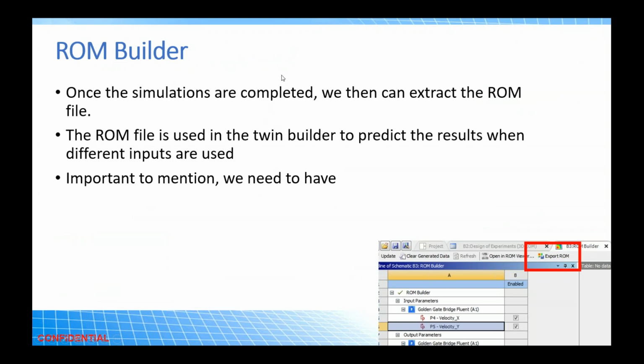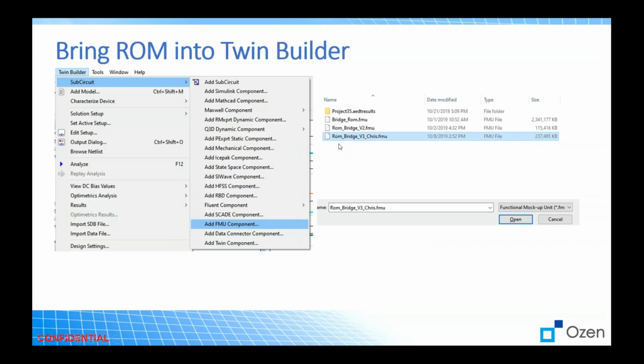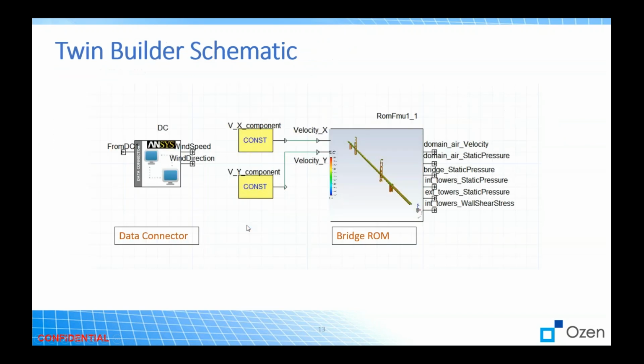After the design of experiments is done, we can simply export the ROM. This will become a .fmu, functional mockup unit, and you basically just add this functional mockup unit in Twin Builder. And there you go, you come up with a schematic like this. So the ROM, the FMU, is essentially this block. Here I have defined a lot of outputs and just two inputs. The inputs, as you can see, are called velocity x and velocity y.